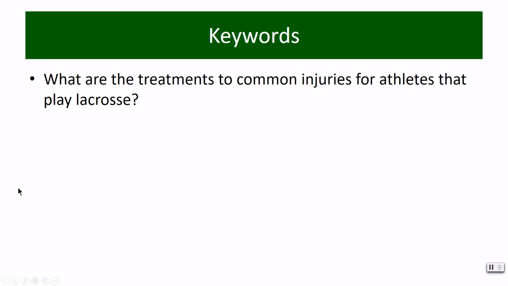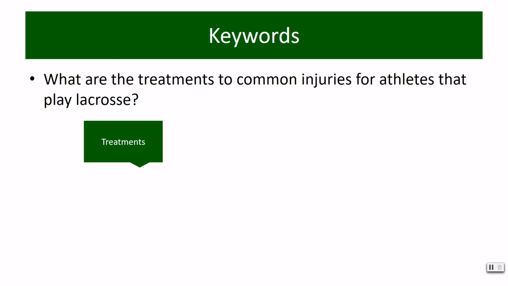And next, we're going to select our keywords. In order to select keywords, we need to have a topic. So in my sample question, I have, what are the treatments to common injuries for athletes that play lacrosse? So what would be some of my keywords that I would want to use from my question that I would plug into the databases? This is the most challenging part of searching, to figure out what you're going to look up. So here's some samples.